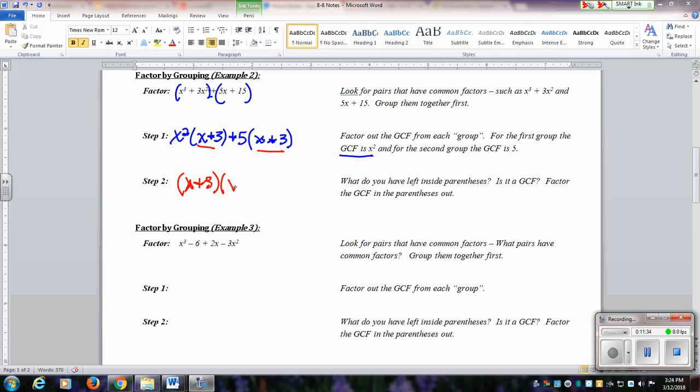Okay, x squared plus 5, parentheses. Okay, here we go.